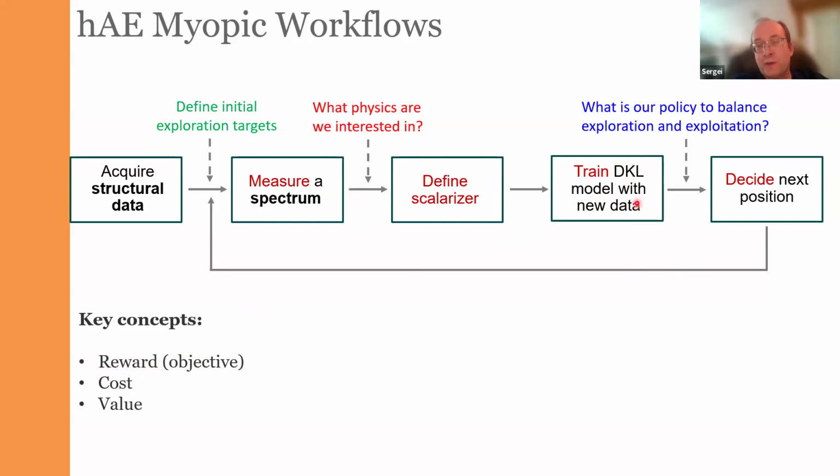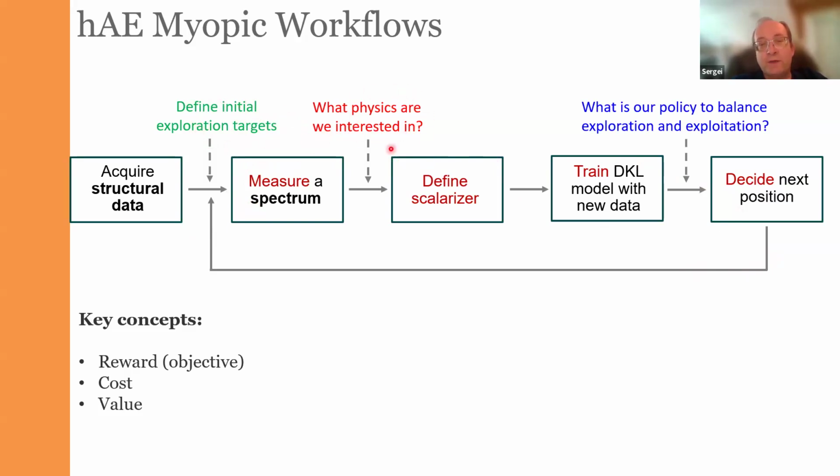So we train the model. For complex data, it would be the deep kernel learning model. For simple data, it would be the Gaussian process or the structured Gaussian process. And then we choose the next place to do the measurements or next location in the phase diagram to synthesize the material. And the definition of this myopic workflow allows us multiple points where we want to intervene as humans. So we can define the initial targets. In many cases, people say that we initiate our Bayesian optimization workflow randomly. That's a way. That's definitely not the best way. There are much more efficient strategies to do that.